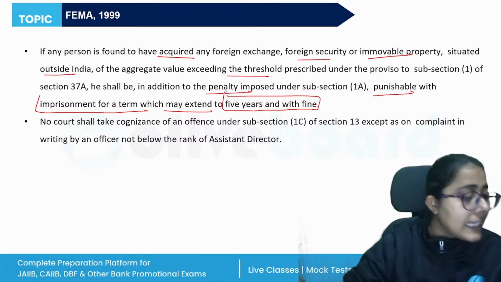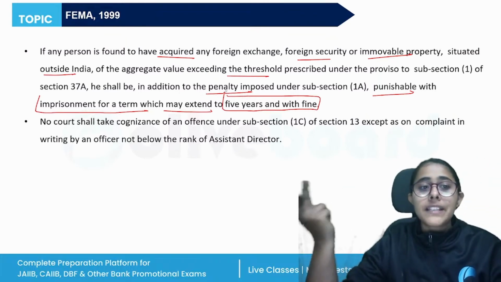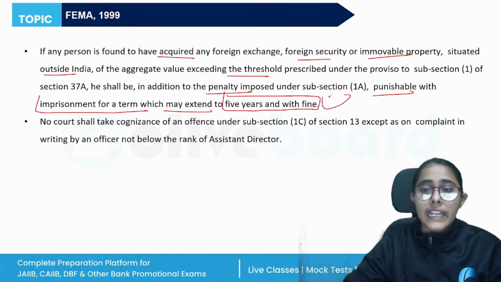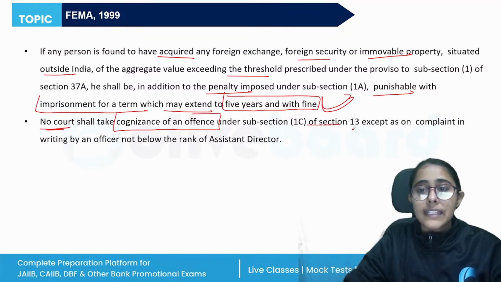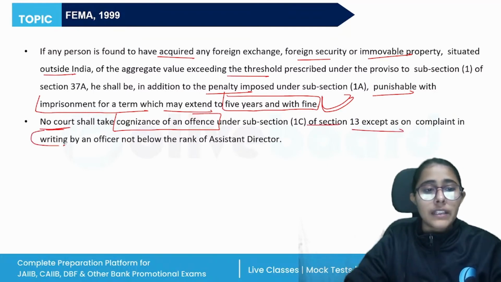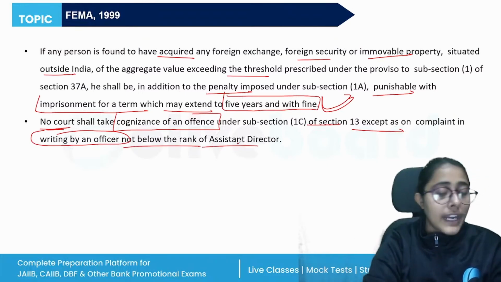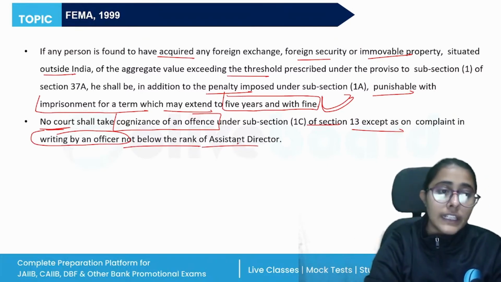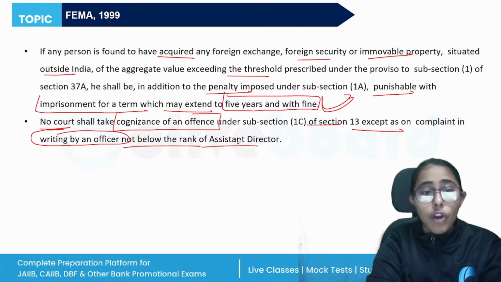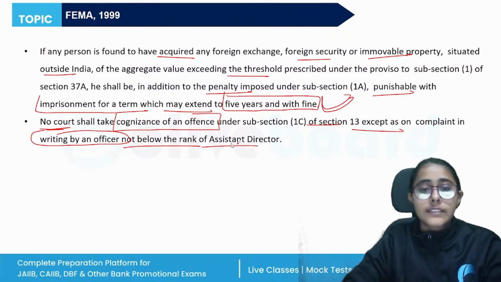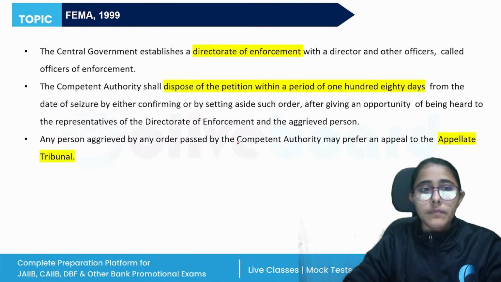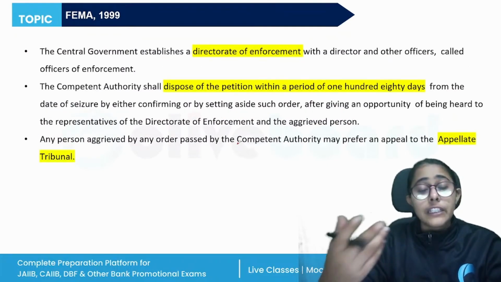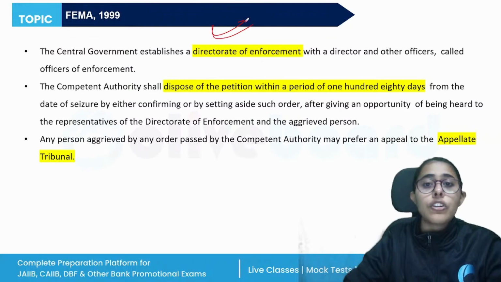So the criminal complaint is going to raise an imprisonment term as well, which may extend to 5 years. Then no court, we have already seen, shall take cognizance of an offence under section 13 except on a complaint given in writing by an officer not below the rank of assistant director. All right, a written complaint made by the adjudicating authority, and this officer should not be below the rank of assistant director. All right. So then we mentioned the term Directorate of Enforcement.